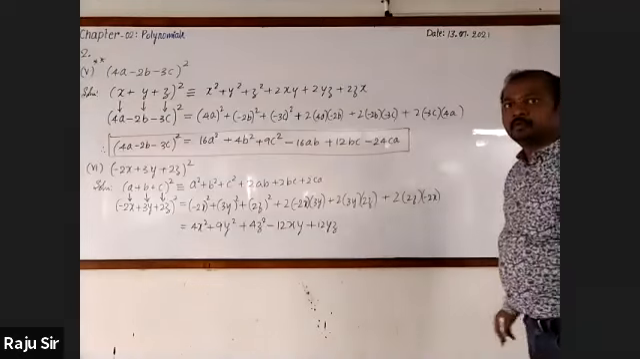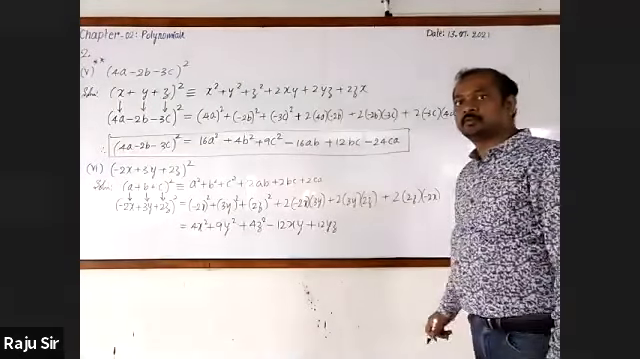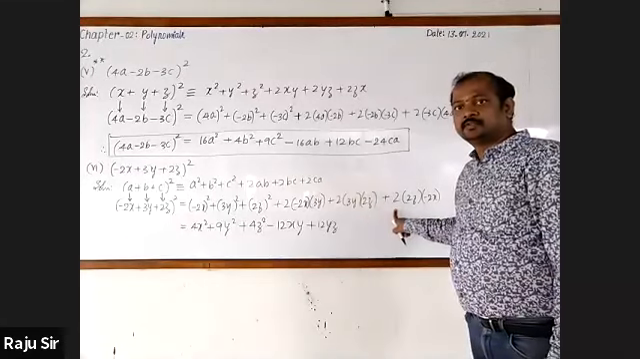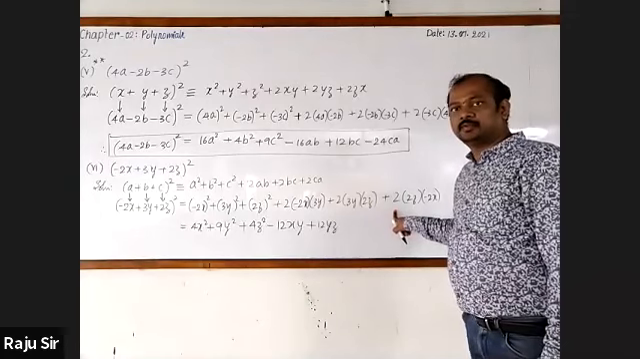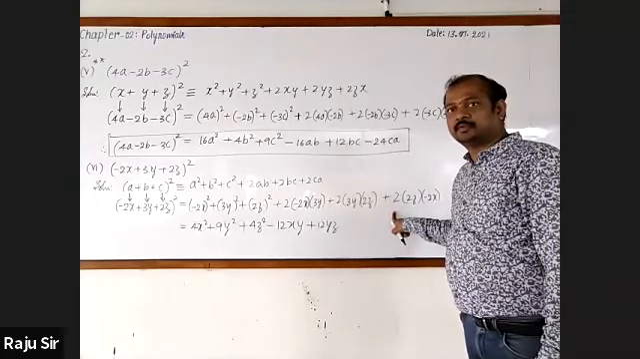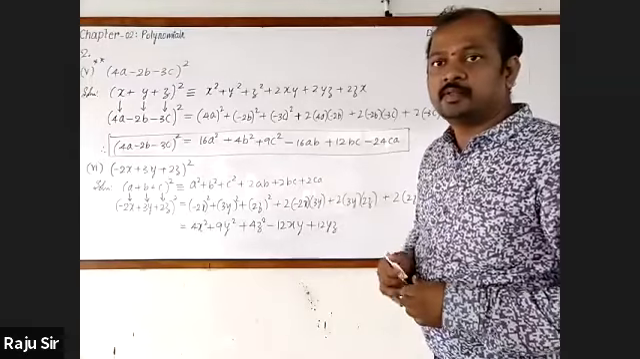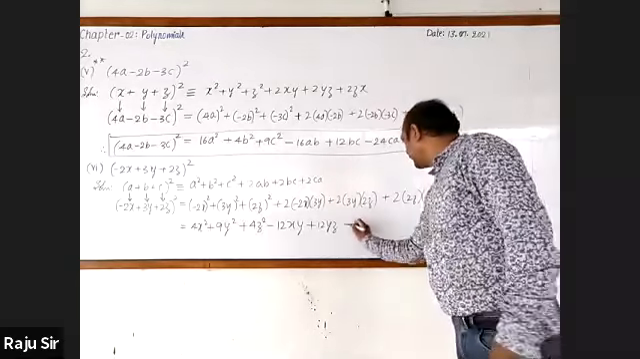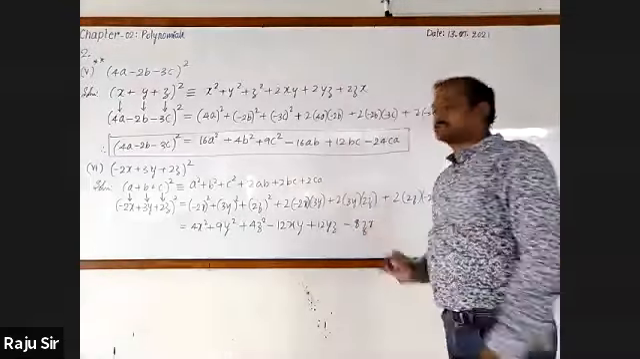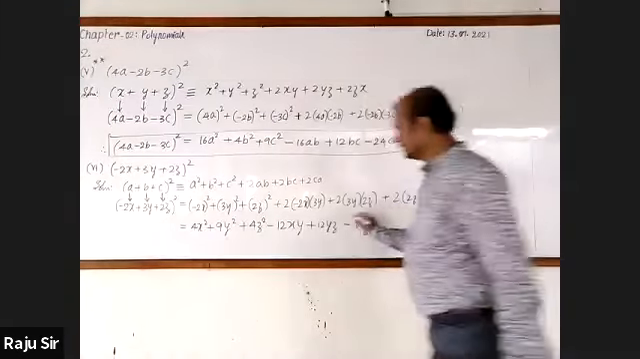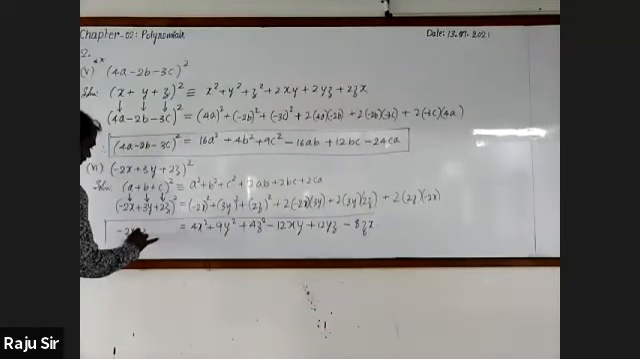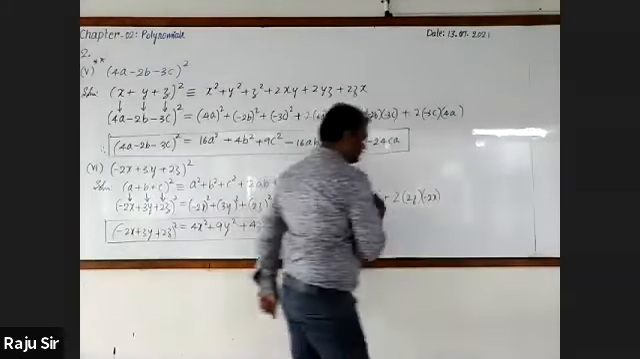Shreya, tell. Minus 8zx. Minus 8zx. Right. So minus 2x plus 3y plus 2z whole square is equal to this.